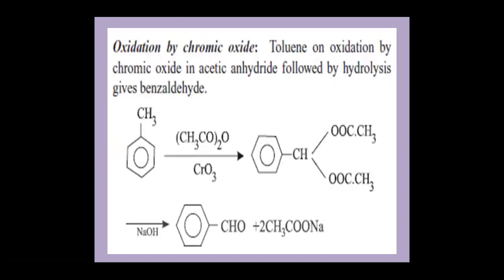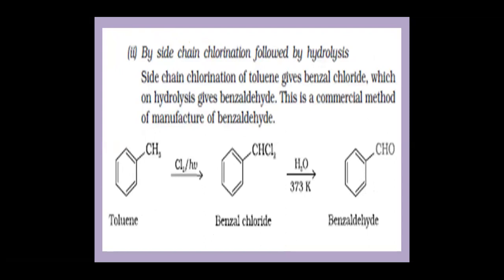Oxidation by chromic oxide: toluene on oxidation by chromic oxide in the presence of acetic anhydride, followed by hydrolysis, can give benzaldehyde. By side chain chlorination followed by hydrolysis: side chain chlorination of toluene gives benzyl chloride, which on hydrolysis can give benzaldehyde. And remember that this is a commercial method of manufacture of benzaldehyde.